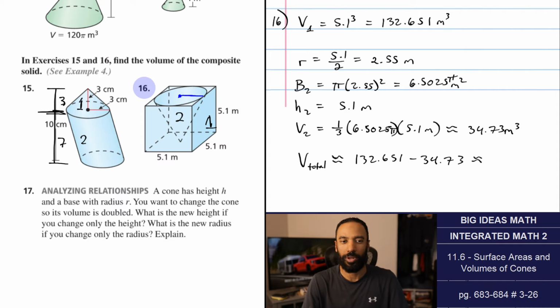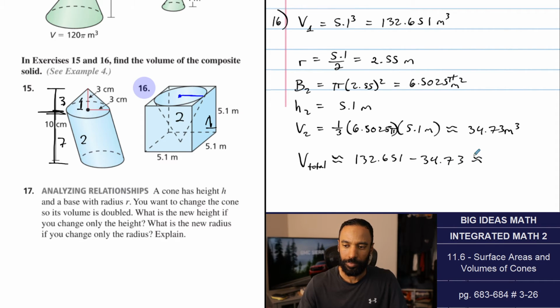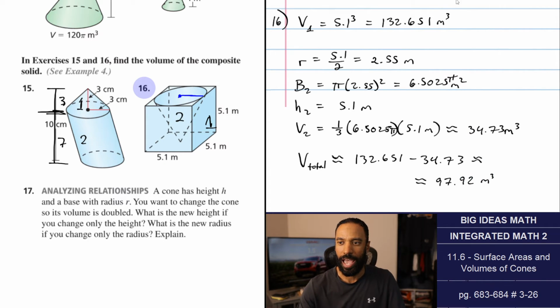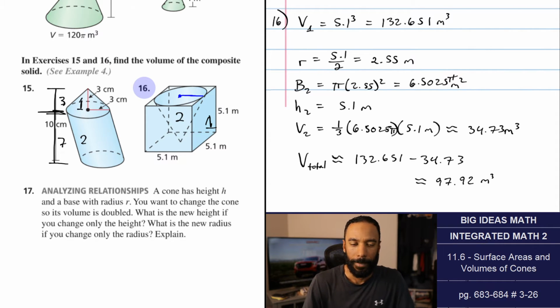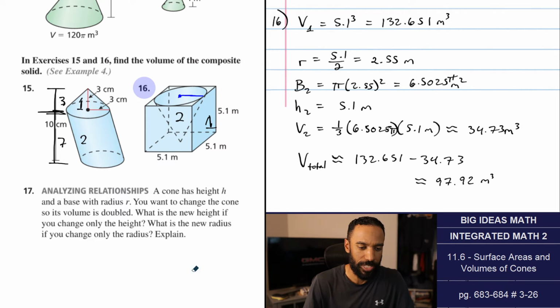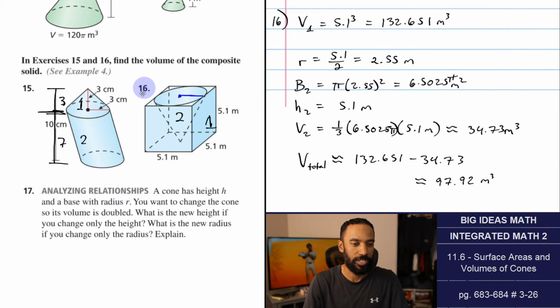All right, so here I'm going to get 97. Let's do it here. 97.92 cubic meters. It is a subtraction as we took that part out, but 97.92. Okay, let's move to the next set, or to problem number 17.